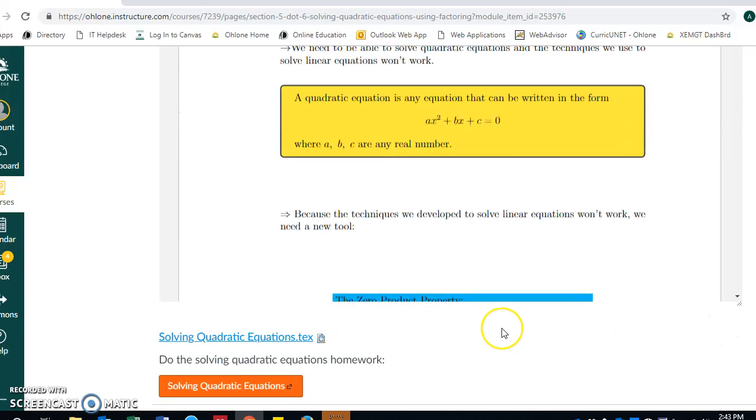So factoring is really, really important and something that you need to take the time to learn how to do.